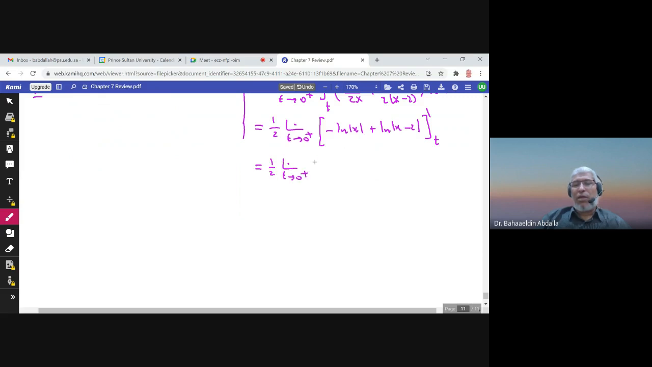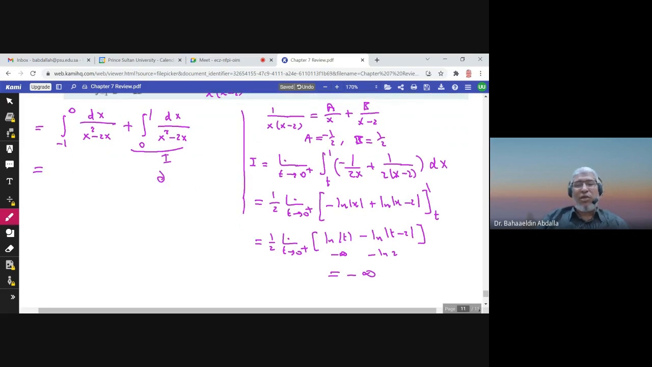If I replace x by 1, ln 1 is 0. And here I have 1 minus 2, negative 1. So the absolute value of negative 1 is 1, then ln 1 is again 0. So I replace it by t. There is a negative now. With this negative, it would be positive. And this one would be negative. And now if I replace t by 0, this would be negative infinity. And this would be ln 2. So negative infinity minus ln 2 is negative infinity times half. So this will go to negative infinity.